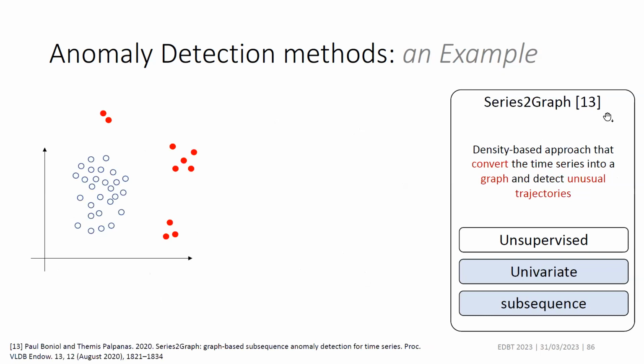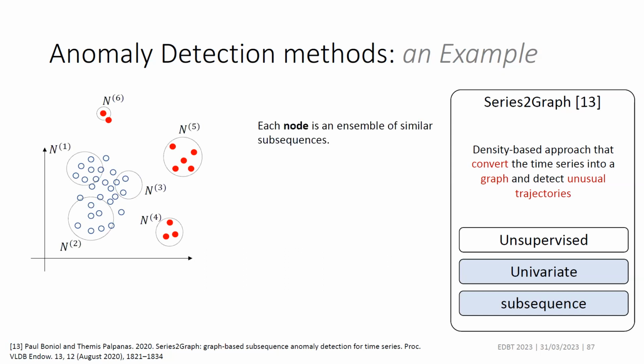So now let's look at an example of a graph-based approach. Series2Graph is a method published in VLDB 2020. The idea of Series2Graph is to model the time series as a graph. So try to compress the whole time series into a small graph on which you can work to identify unusual trajectories that will represent unusual subsequences. So here, from this view of a time series, you will extract nodes of the graph. So the nodes are similar subsequences.